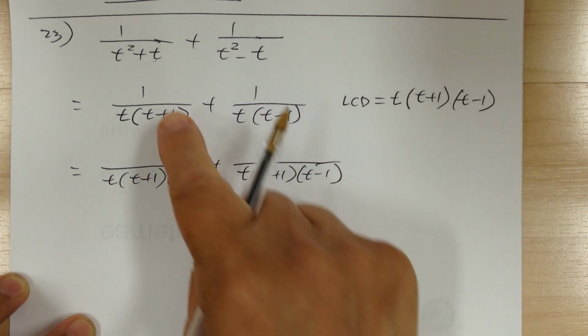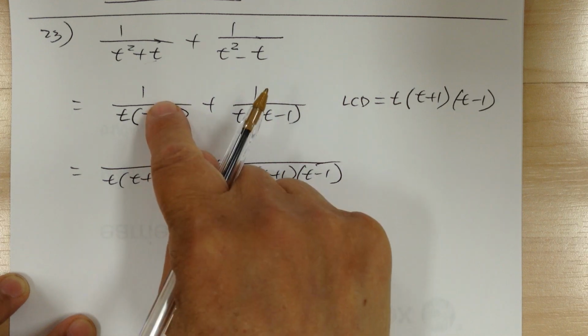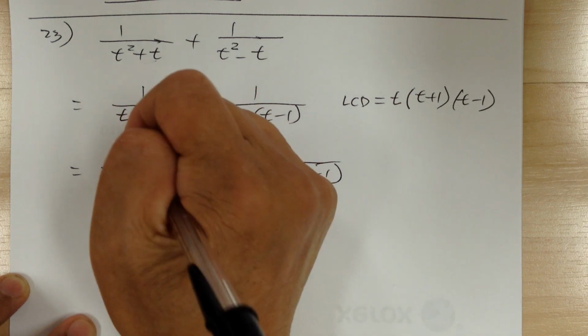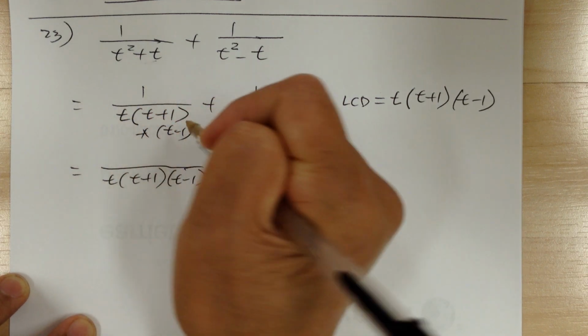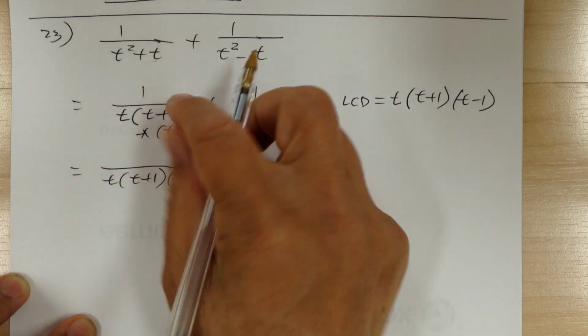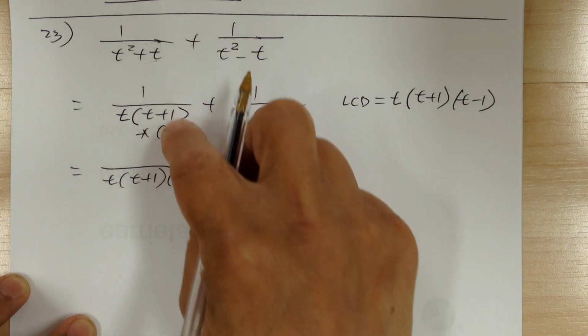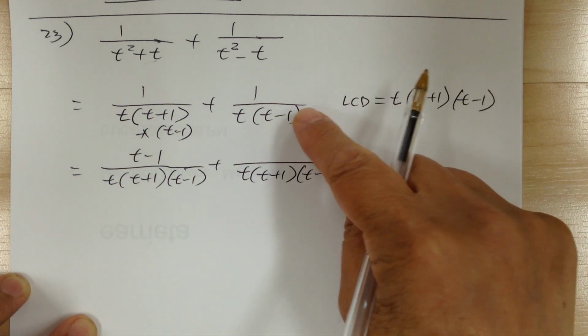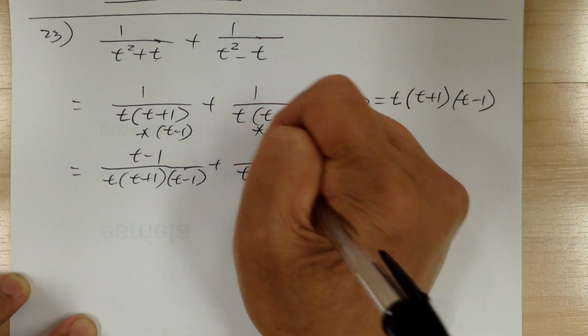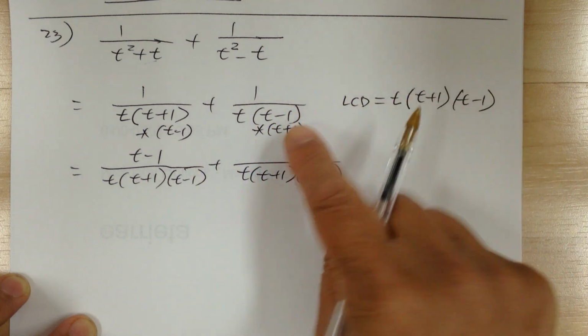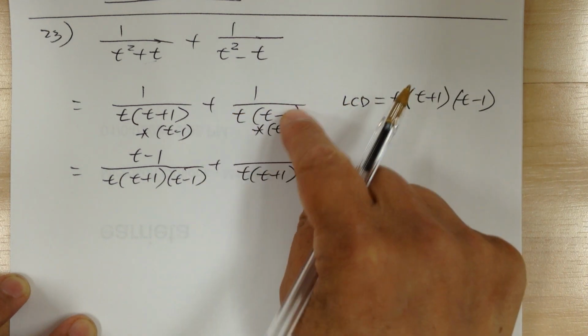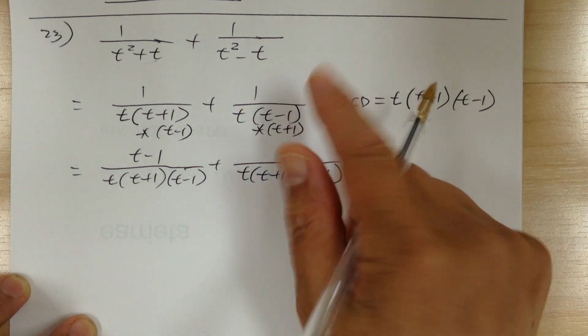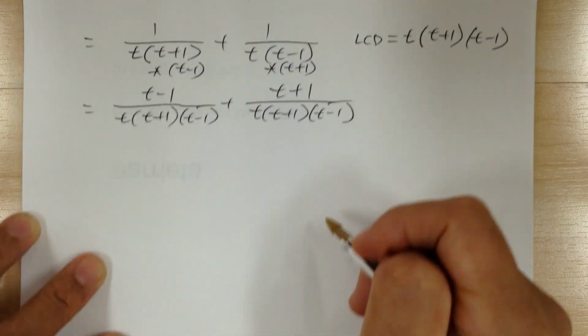Step 3, you have to figure out how you're going to get from here to here. From here to here, you're missing this one, so you need to multiply by t minus 1. Step 4, you have to multiply. This times this gives you that, and this times this will give you t minus 1. Same thing over here. Step 3, to get from here to here, you need to multiply by t plus 1. So you're missing this one. This times that will give you this, so you multiply and get t plus 1.